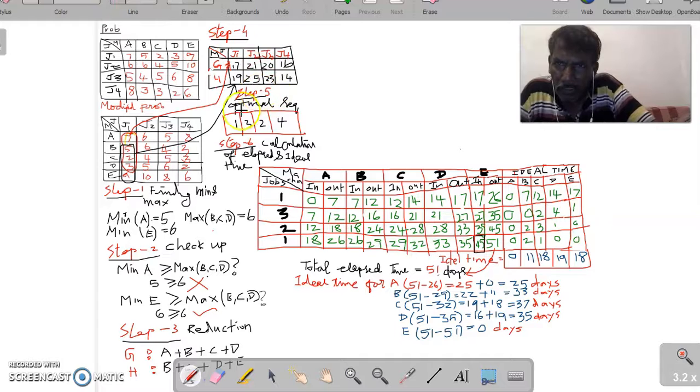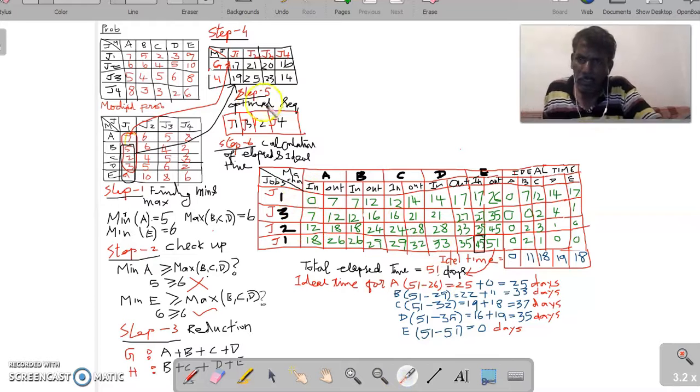Okay, take this. Actually, this is J1 and this is J3. This is J2 and this is J4. Similarly here it is J1, this is J3, this is J2 and this is J4. Right. So this is the way we can get the optimal sequence for the given problem, which is reduced to two machines.